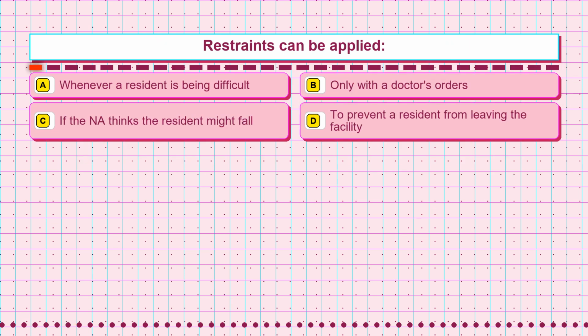Question 18. Restraints can be applied: Option A. Whenever a resident is being difficult. Option B. Only with a doctor's orders. Option C. If the NA thinks the resident might fall. Option D. To prevent a resident from leaving the facility.